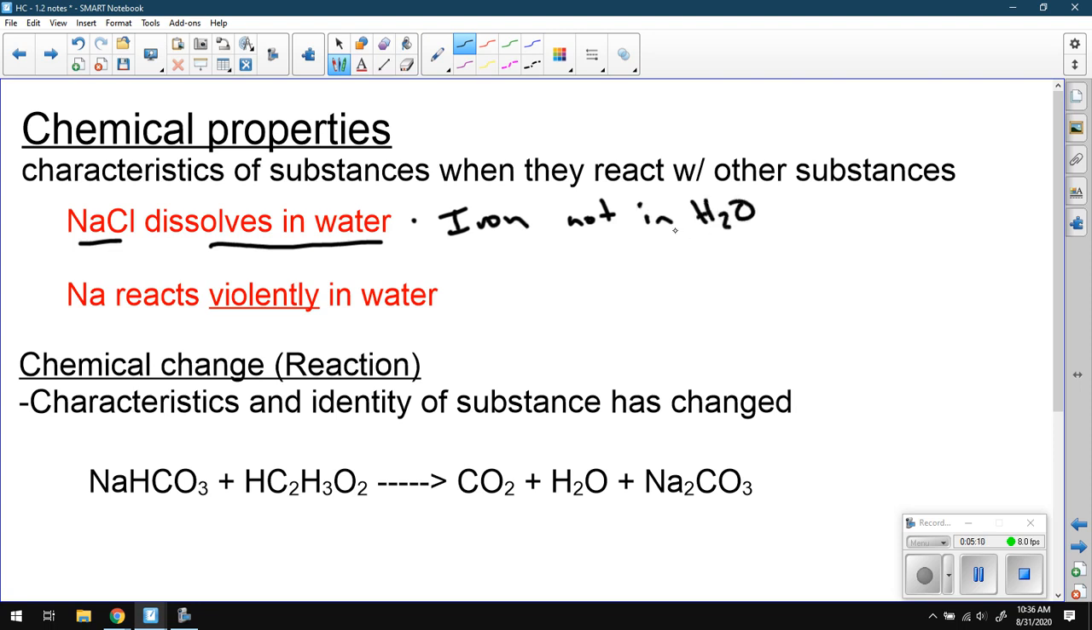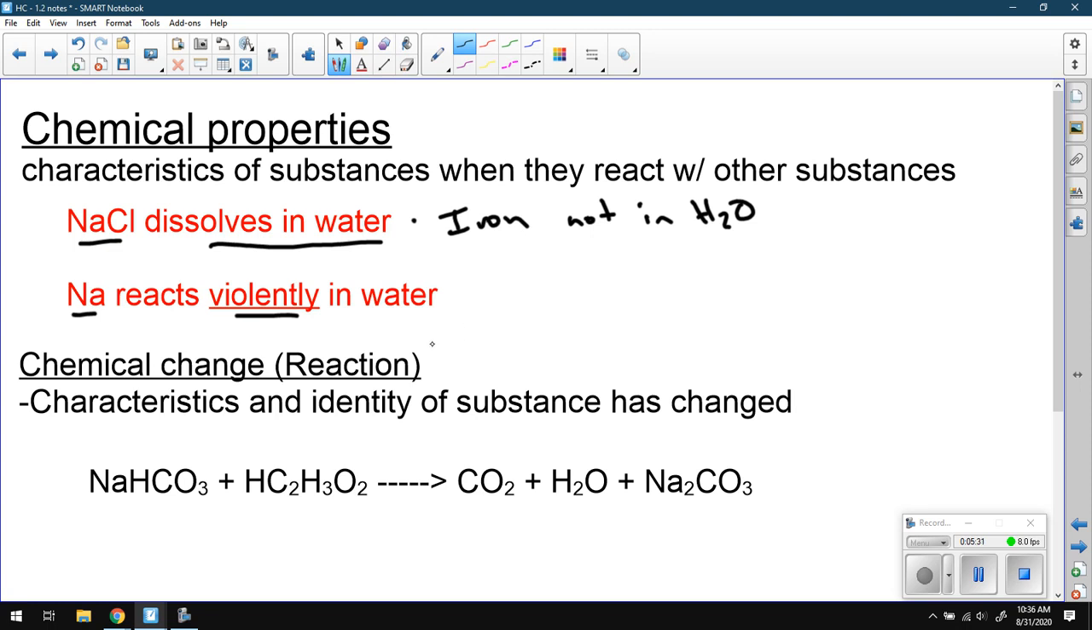So that's technically still a chemical property because we're talking about how they react. Now, if I take a pure piece of sodium, that will react very violently in water. And there are some neat YouTube videos that you can look up of sodium and water, and maybe I'll show one of those in class one of these days.